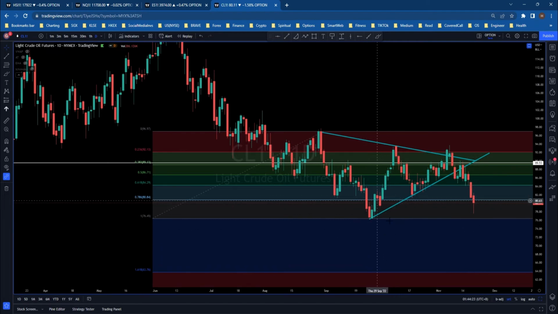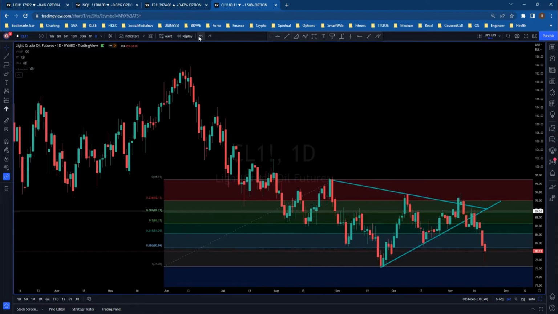Probably it did some kind of double bottom, but this is not a very good double bottom somehow. But then it actually broke. This is considered a bearish pattern. It broke this, which is very, very bad. So that's the reason we do not know where this crude oil is actually going.